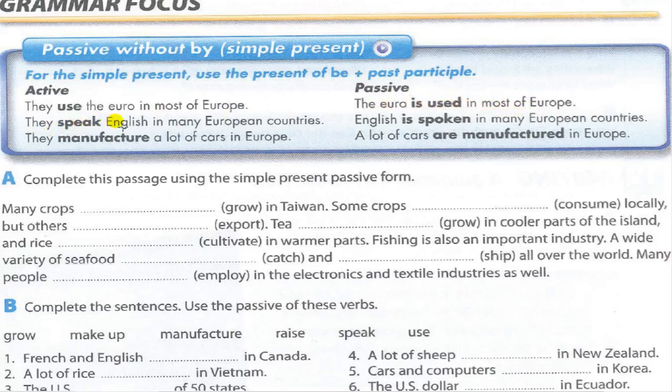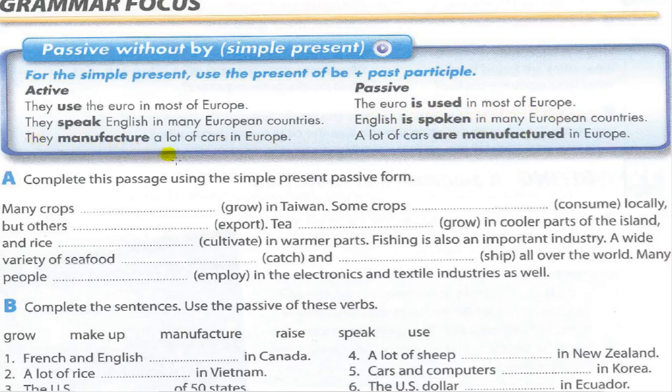They speak English in many European countries. They, subject; speak, verb; English, object. We start with the object, English. English is or are, English is plus pp, spoken. English is spoken in many European countries. So English, the subject, is spoken, the verb, in many European countries.